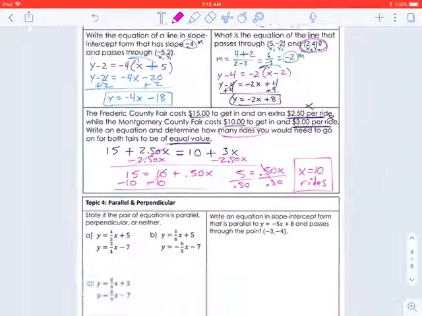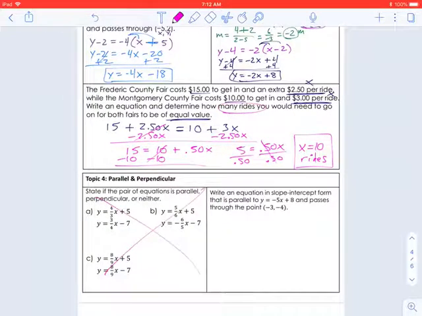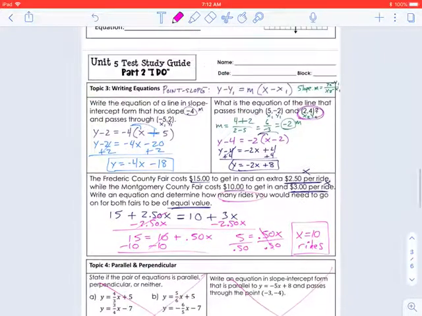Okay, so these last two you can cross out, and we're going to have our test over all of that.